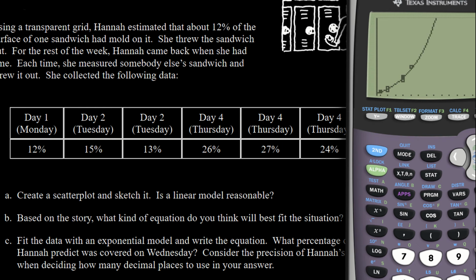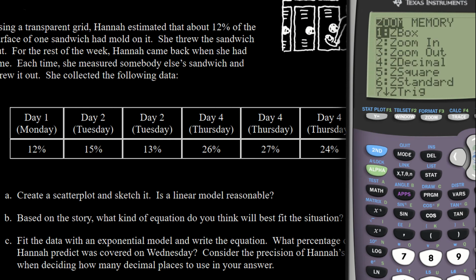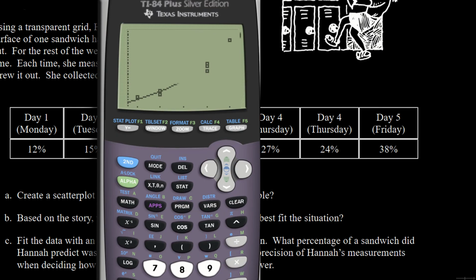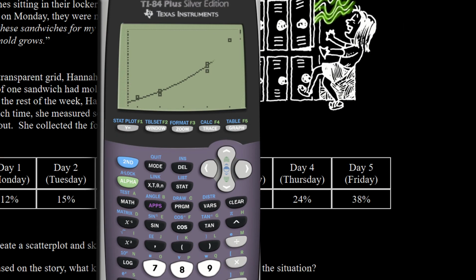Now at a certain point, right, you've got 100% of the sandwich covered in mold. There can't be any more. So, fabulous. I'm just going to hit zoom 9 one last time. Look at this, and I am supposed to sketch this graph for part of my answer, so let's do that.